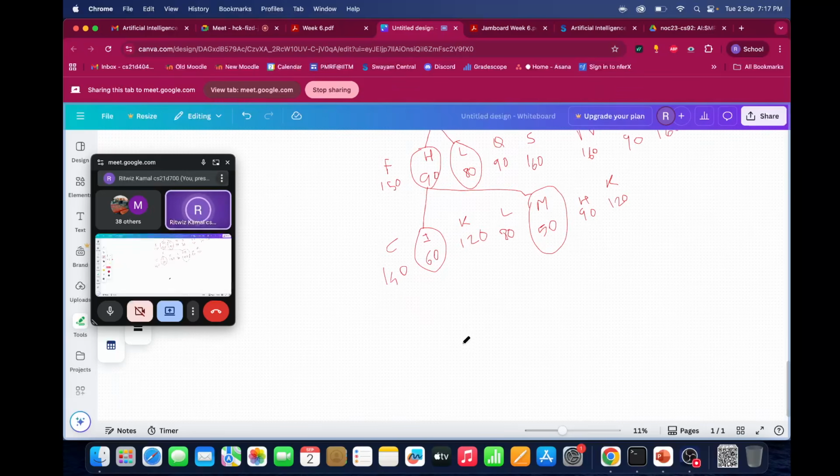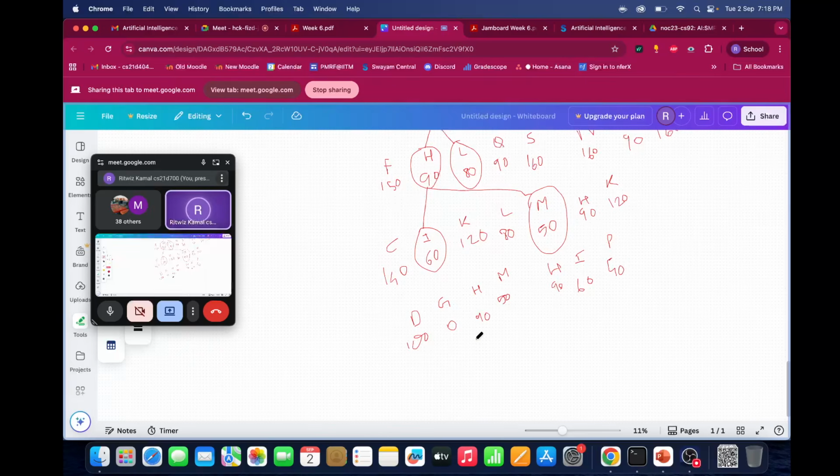And so we will expand these again. So the possible children of I are D with heuristic value 100, G with heuristic value 0, H with heuristic value 90, and M with heuristic value 50. And the possible children of M are H with heuristic value 90, I with heuristic value 60, and P with heuristic value 40.